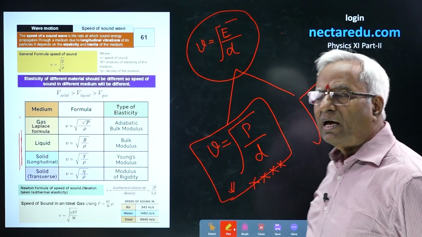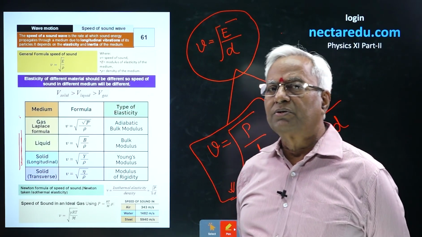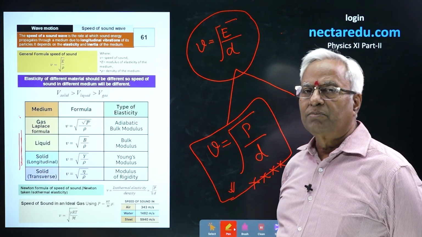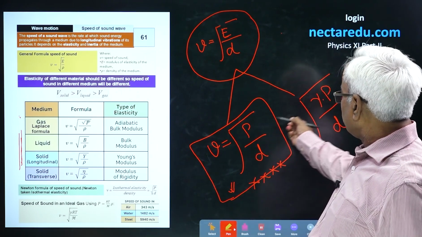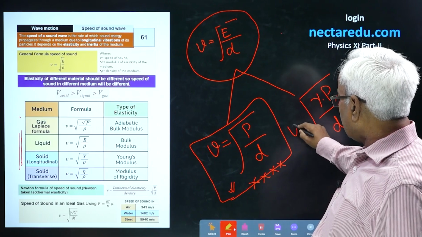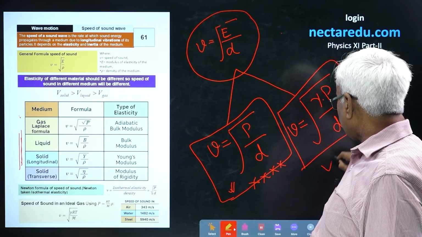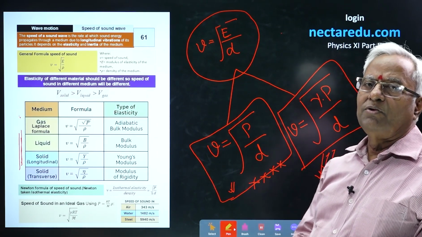Then there happened to be a scientist, Laplace. He suggested that propagation of sound in gases is an adiabatic process, and he used adiabatic modulus, that is equal to gamma times P. So he replaced this pressure by gamma P, and he got the exact, accurate relation for velocity of sound in gases. That way, we got the accurate formula.